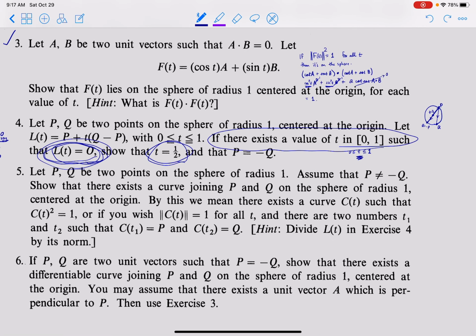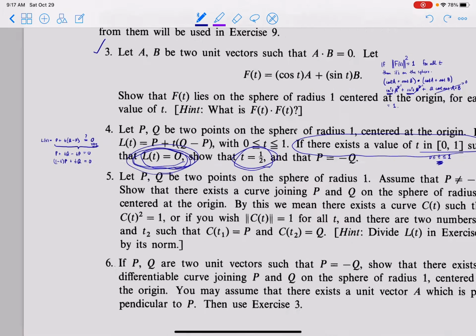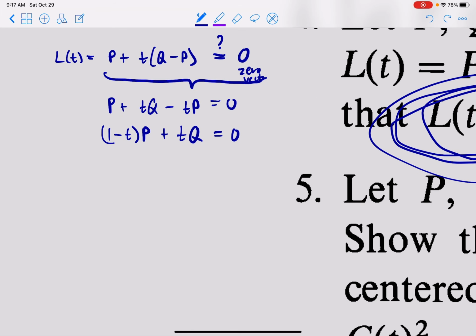What did we not use? Okay, so P and Q be 2 points on the sphere of radius 1, centered at the origin. So we didn't use that yet. So what if we do this? In order to get the fact that these are unit vectors, we are going to have to take norms. But let's actually put them on opposite sides. So let's put (1 - t)p = -tq.